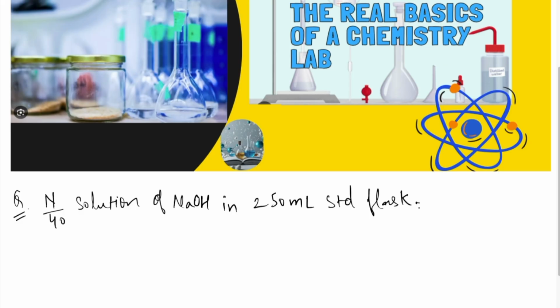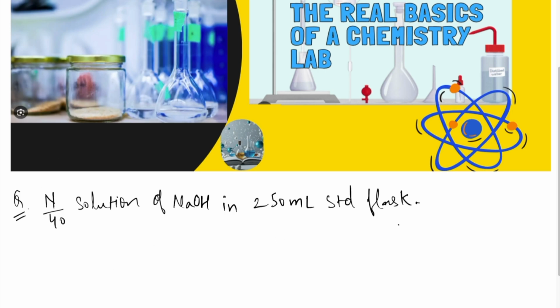Some of you may think, okay, in our lab the lab attendant does this work, we don't need to. It's wrong. You should know how to prepare this solution. Instead of N/40, if I ask you to prepare M/40, will you follow the same procedure? Let's say if in case I ask you to prepare N/40 of oxalic acid, will it be the same as M/40 of oxalic acid? No, it will not be, right? So there are very small things that you should know, right?